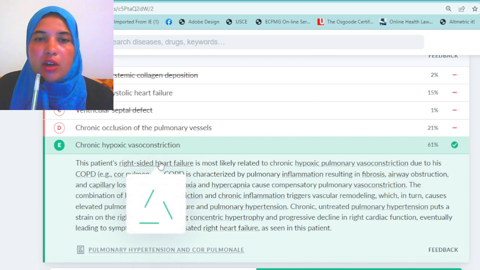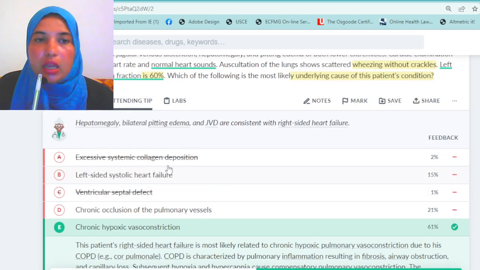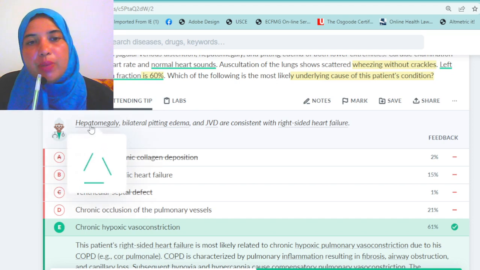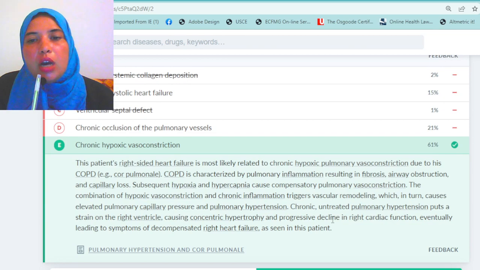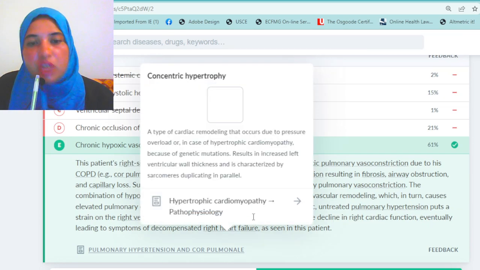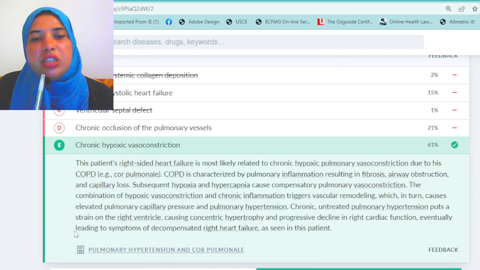So this patient's right-sided heart failure is most likely due to chronic hypoxic pulmonary vasoconstriction, like we said, due to his COPD. Okay, so we've answered this question correctly. You can see the attending tip up here. It tells you hepatomegaly, the edema, the JVD are consistent with right-sided heart failure. Chronic untreated pulmonary hypertension puts the strain on the right ventricle, causing the concentric hypertrophy, the progressive decline in right cardiac function, eventually leading to symptoms of right-sided heart failure seen in this patient.